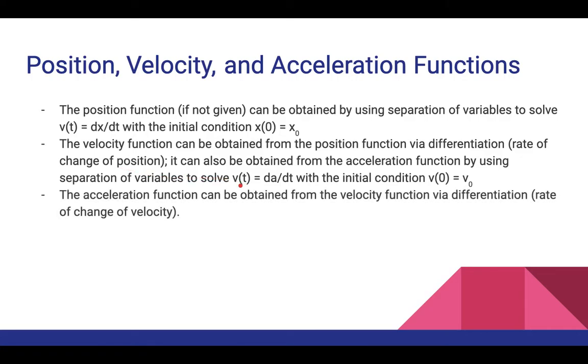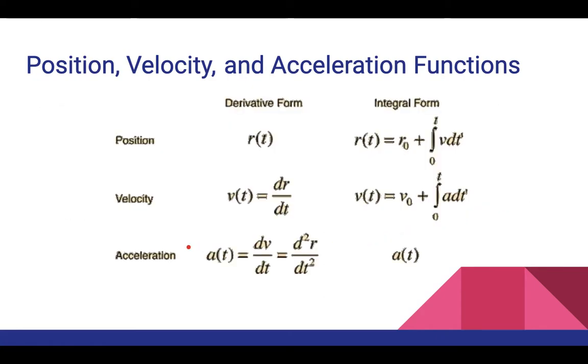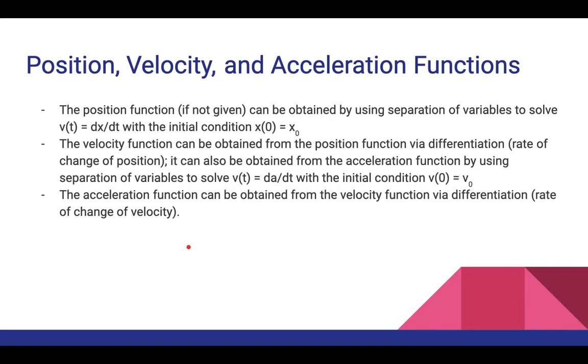The acceleration function can be attained from the velocity function via differentiation. Again, acceleration is the rate of change of velocity. If we're asked for the average value of the acceleration function, we can find that from the average rate of change of velocity or from the average value of a function equation applied to the acceleration function. Whereas if it asks for instantaneous acceleration or acceleration at a specific time, that's where we use differentiation.